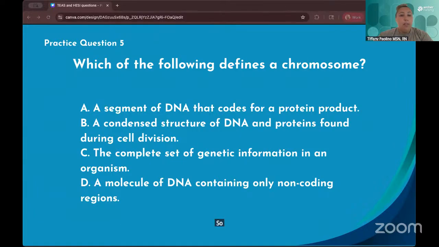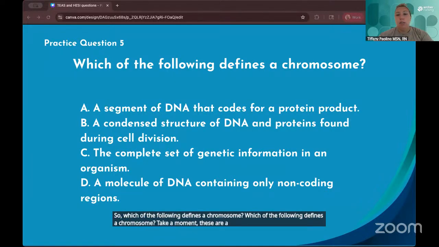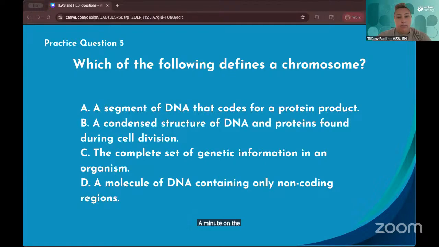So, which of the following defines a chromosome? Which of the following defines a chromosome? Take a moment. These are a little bit longer answer choices. I want you to read through them. Pretend like you're taking the test right now. A minute on the clock.